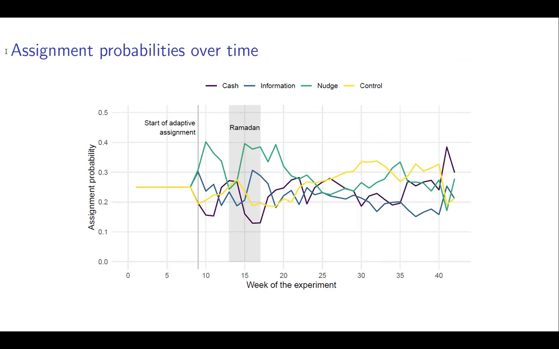This graph here shows the evolution of assignment probabilities over time. You will see that at the beginning of the experiment, each of the 4 treatments are assigned with equal mass, namely 25%. And then as we start to get information about the 6-week employment outcomes of individuals who have previously entered our experiment, these probabilities increase and decrease over time.